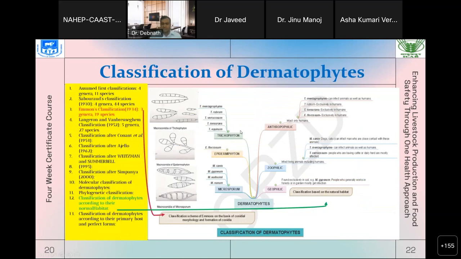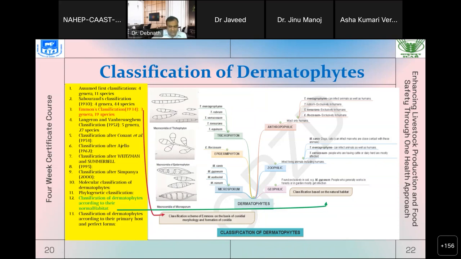Now, to tell about the classification of dermatophytes, since the discovery of these organisms around 1840, many people have classified them in different schemes, and it is very complicated to remember all these classification schemes. But two among them are widely recognized, and researchers use these two classifications. The first one is the Emmons classification, which came into existence in 1934, where Emmons classified all the dermatophytes on the basis of the conidial morphology.